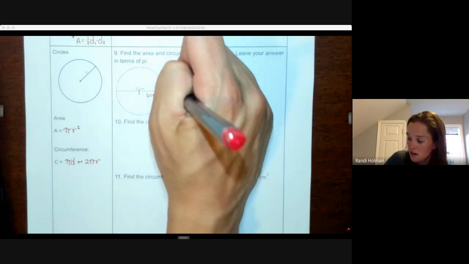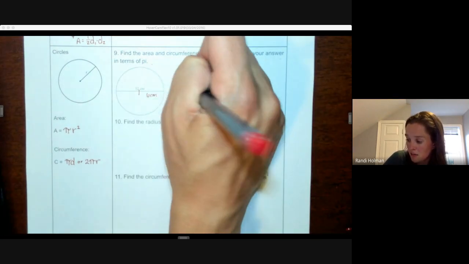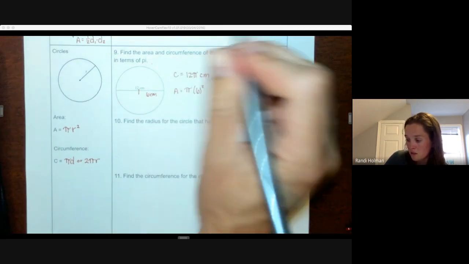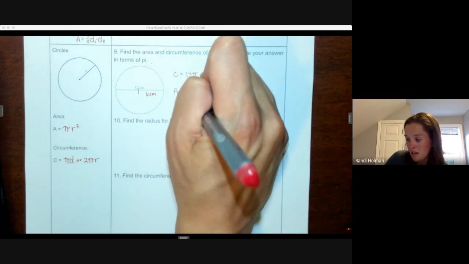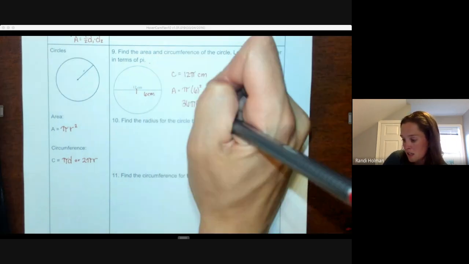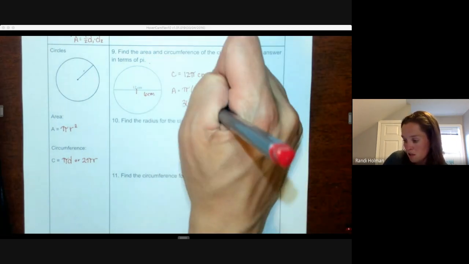Okay, our area here is going to be pi times the radius squared. So 6 squared is 36. We get 36 pi. Again, it's just multiplication, so we can move that pi to either side. And then our units here are square centimeters.